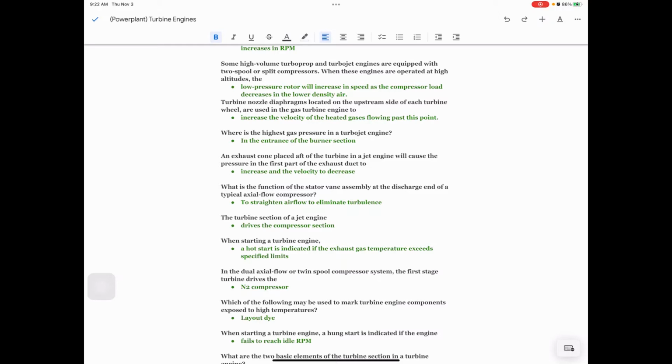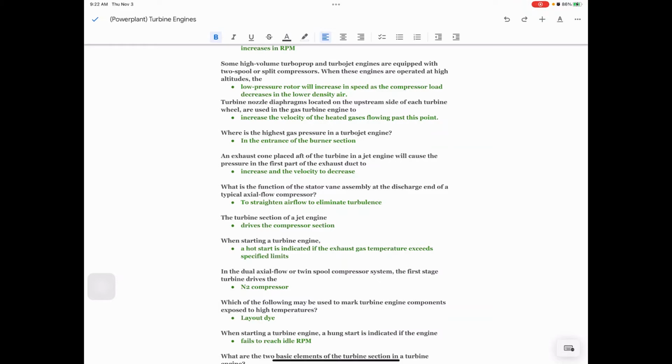An exhaust cone placed aft of the turbine in a jet engine will cause the pressure in the first part of the exhaust duct to increase and the velocity to decrease. What is the function of the stator vane assembly at the discharge end of a typical axial flow compressor? To straighten airflow to eliminate turbulence. The turbine section of a jet engine drives the compressor section.